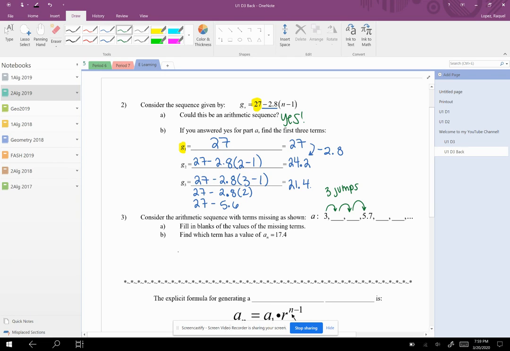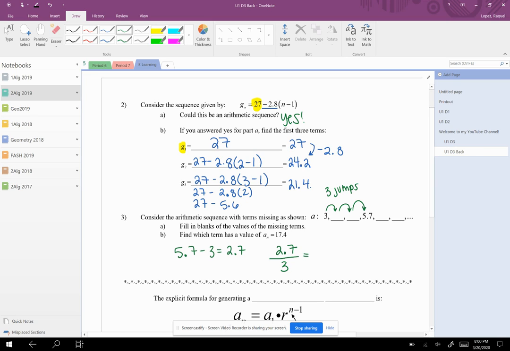The next thing we want to do is find how far apart those numbers are. So we want to find the distance from 3 to 5.7. I'm going to do 5.7 minus 3, and that gets us 2.7. Okay, so I know that the distance between 3 and 5.7 is 2.7, and it took us 3 jumps to get there, or it's going to travel 2.7 units over a span of 3 jumps.